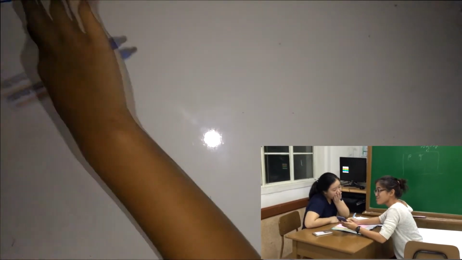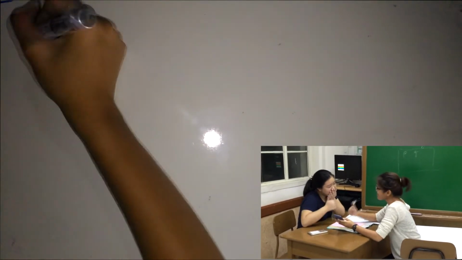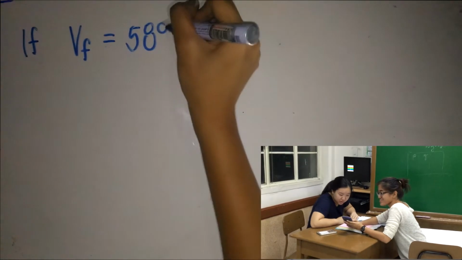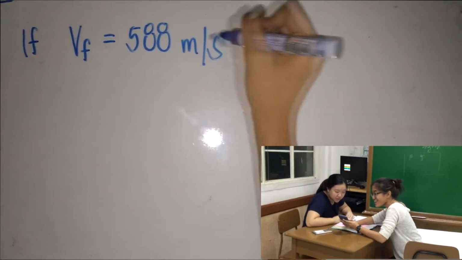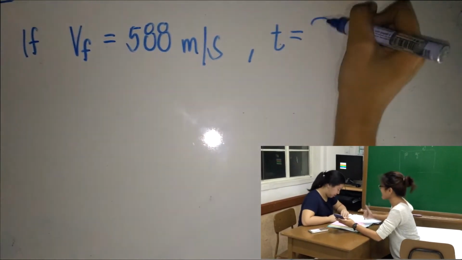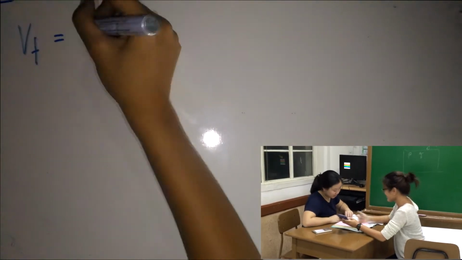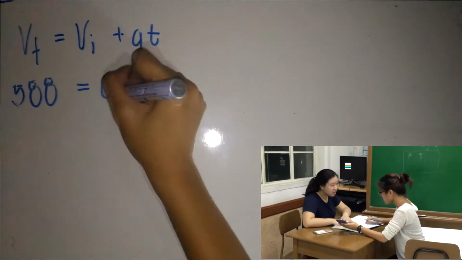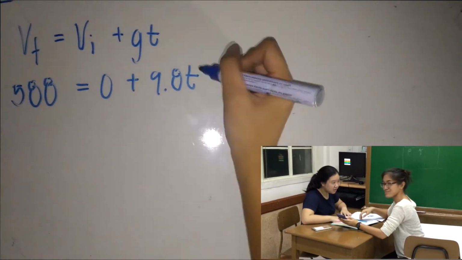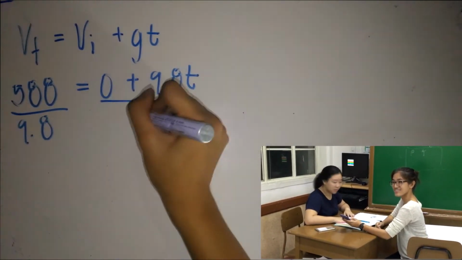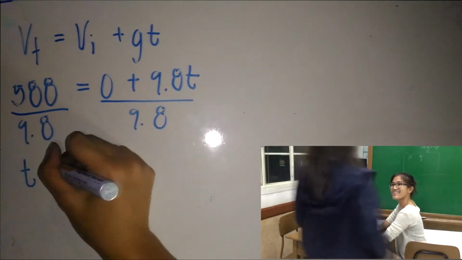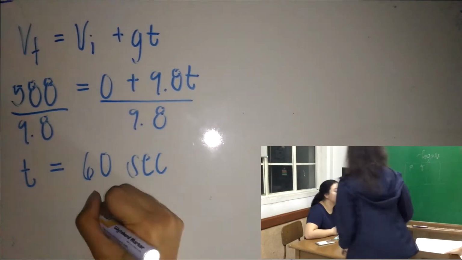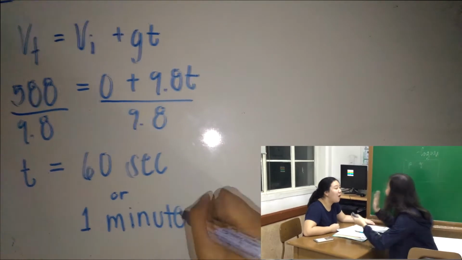Now I'll give you a similar problem. A ball was dropped and its final velocity before it hit the ground was 588 meters per second. What time did it take for the ball to hit the ground? Now, to solve this, we need to substitute the values again. By doing this, we get 588 equals 0 plus 9.8 times x. And by dividing 9.8 to both sides, we isolate x and we get 60 seconds or 1 minute.